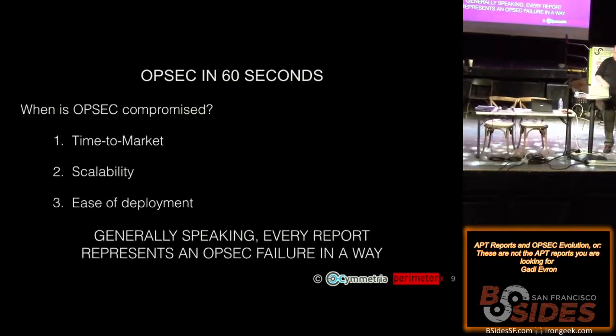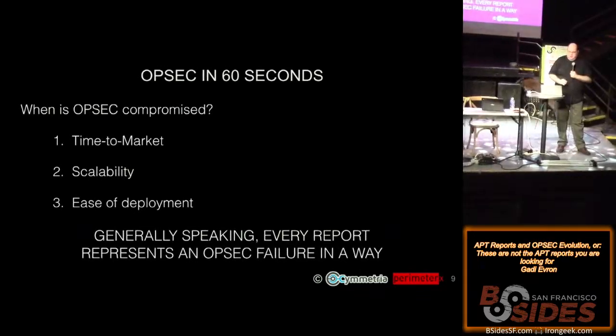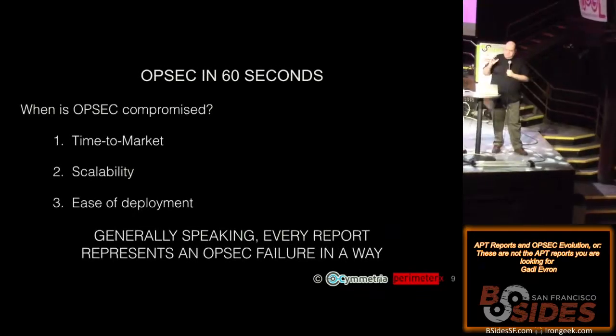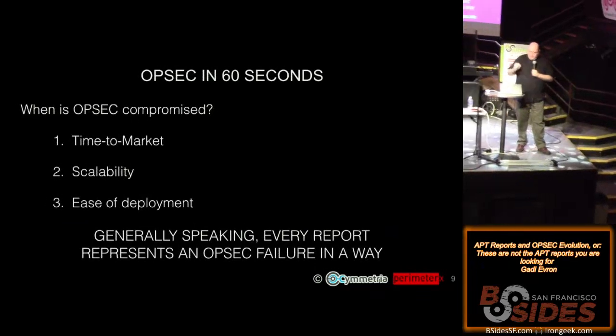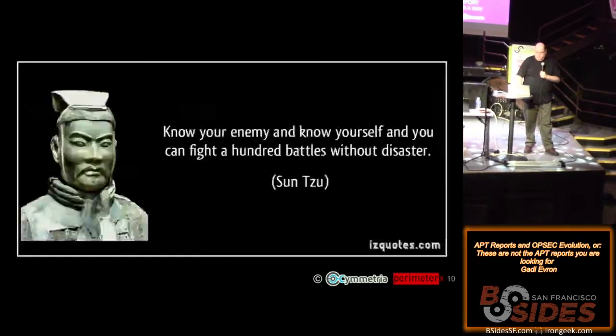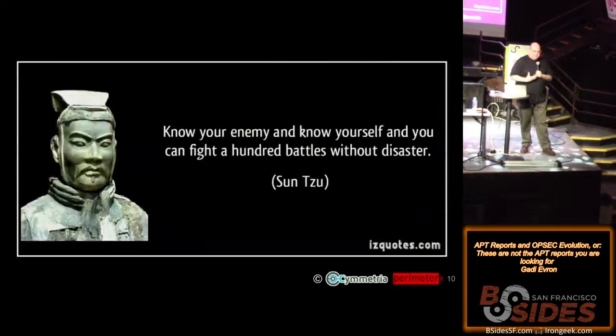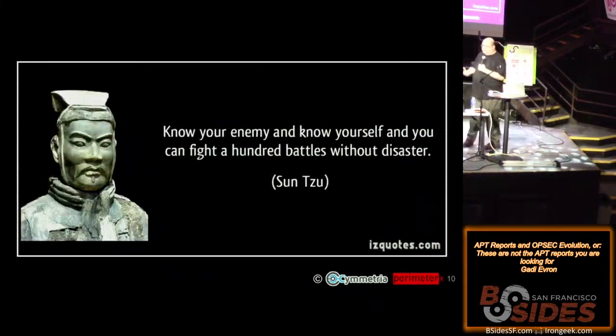So generally, and I don't use that word lightly, every report out there, every APT report, 80 pages report out there, is based somehow on an OPSEC failure. So for me, it comes down to, what can we do to learn from this and use it against them to better ourselves in a way?